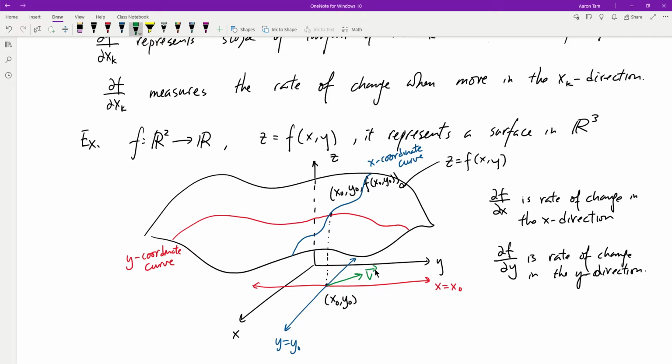Now, important to understand that vector v is still on the xy plane. Then what happened is I'm basically trying to form a new curve that can go from x sub 0, y sub 0, but not along the two coordinate curves, but in between the two coordinate curves. Geometrically speaking, I should definitely be able to draw a curve other than the red curve and the blue curve that goes through the point x sub 0, y sub 0. As a matter of fact, shouldn't there be an infinite number of curves that go through the point x sub 0, y sub 0?